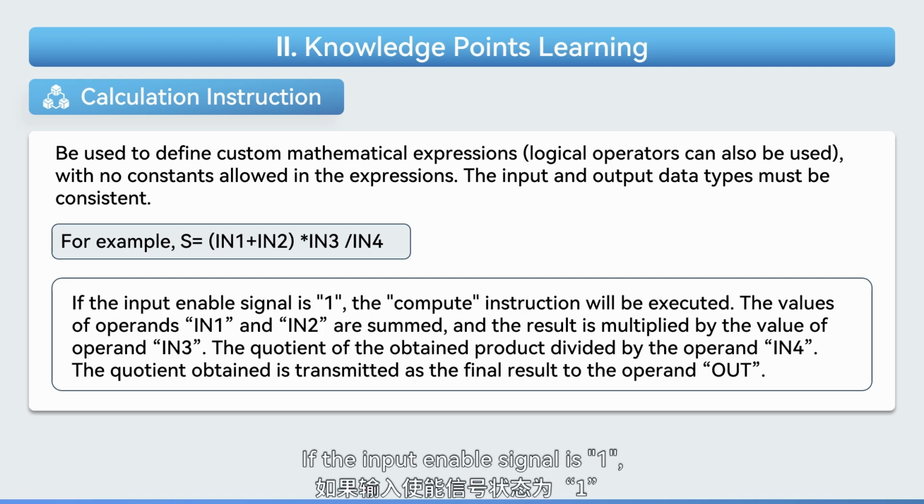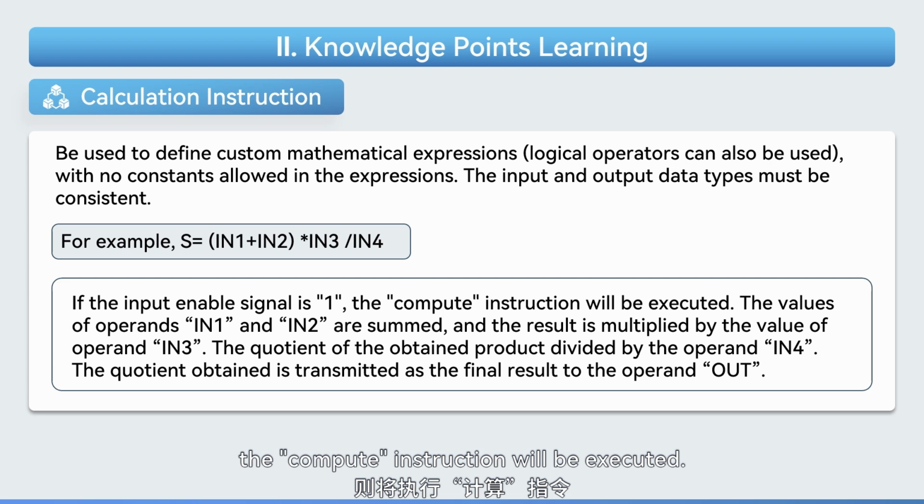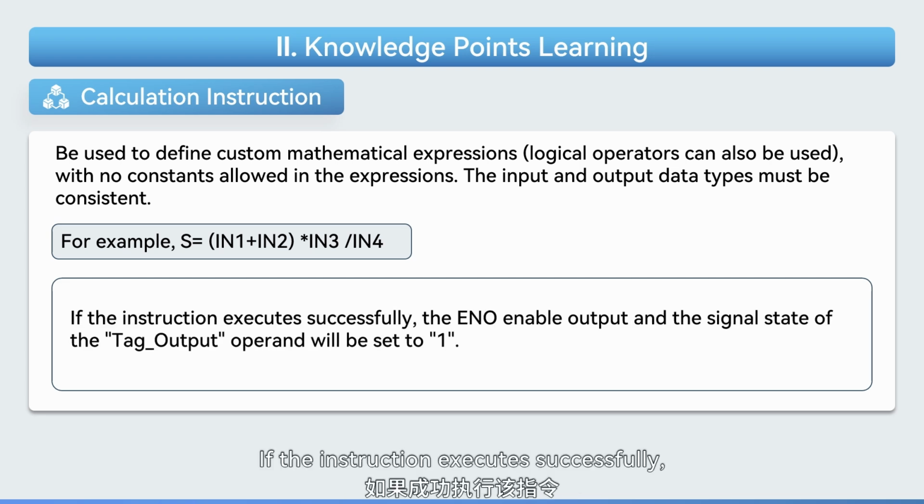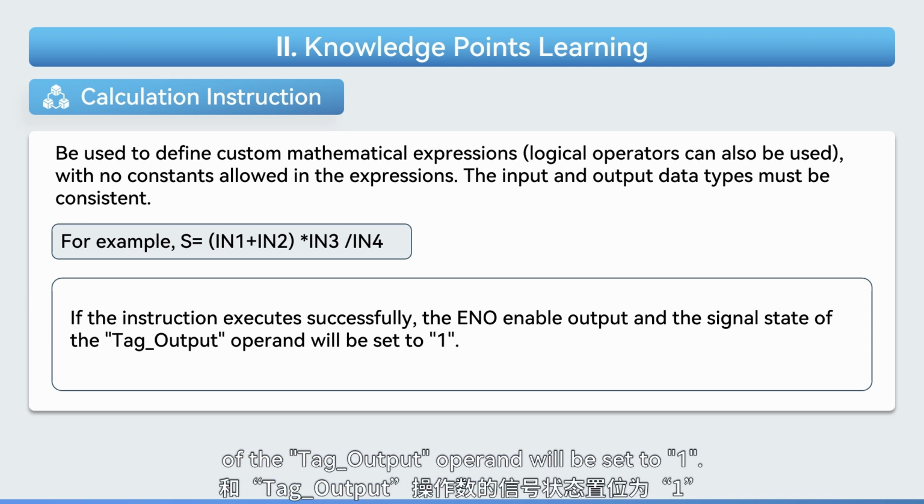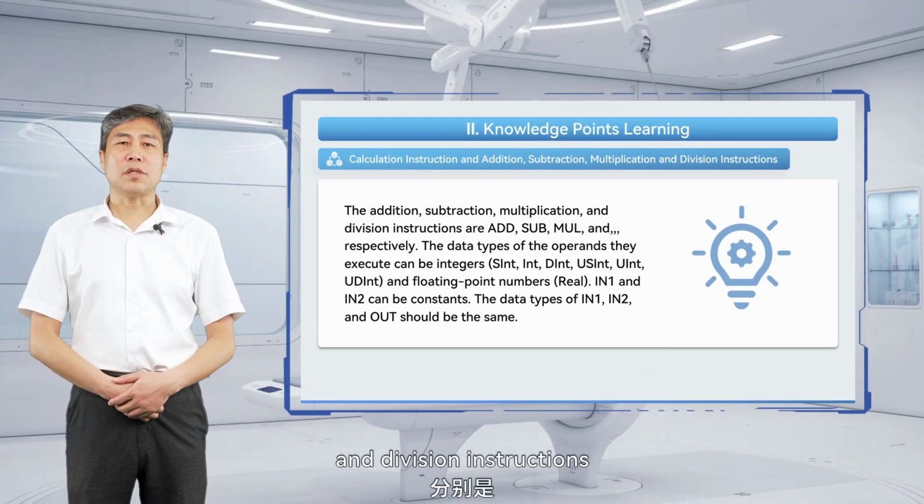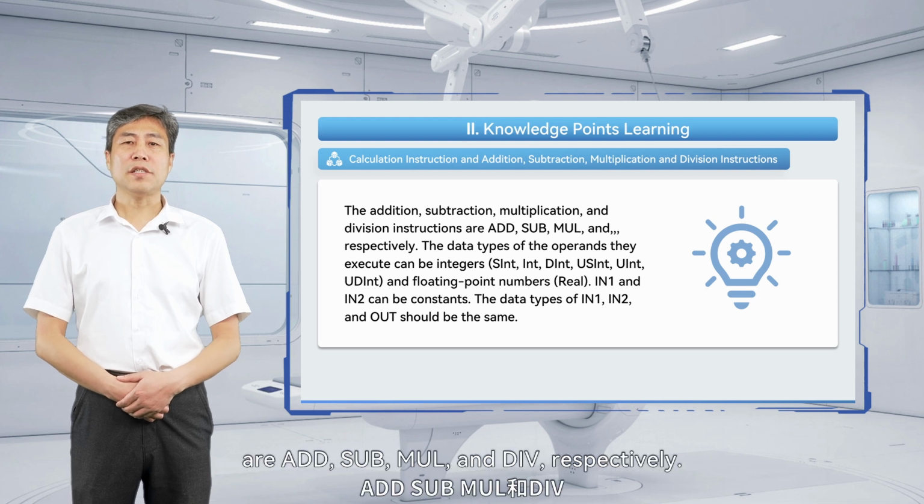If the input enable signal is 1, the compute instruction will be executed. The values of operands IN1 and IN2 are summed, and the result is multiplied by the value of operand IN3. The product is then transmitted to the out operand as the final result. If the instruction executes successfully, the ENO enable output and the signal state of the tag_output operand will be set to 1. The addition, subtraction, multiplication, and division instructions are ADD, SUB, MUL, and DIV, respectively.